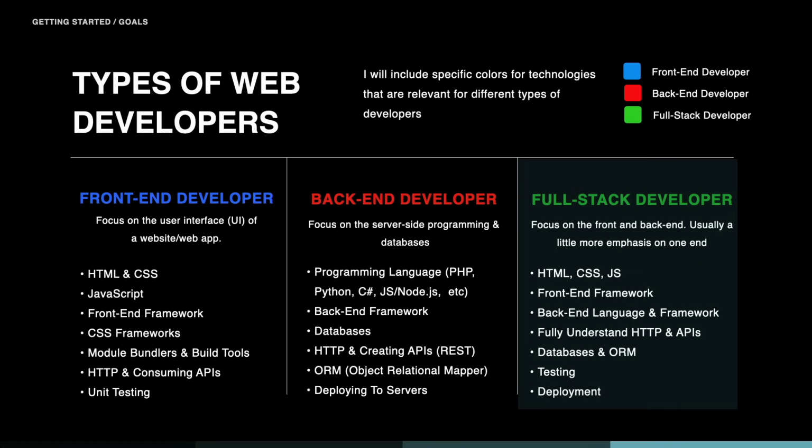Then you have a full stack developer, which has a broad range of skills, including both front-end and back-end development. And they have a good understanding of dynamic interfaces as well as back-end logic, working with databases, creating APIs, using HTTP, etc. And this is a full stack guide, which includes both front-end and back-end technologies. We're going to start off with the front end and then move to back-end languages and so on.